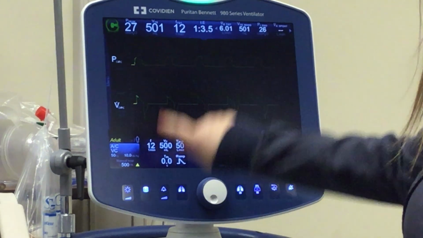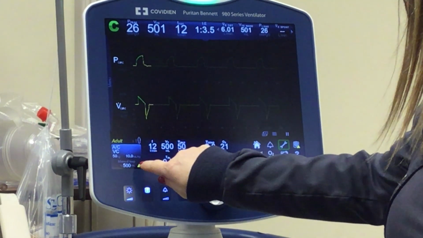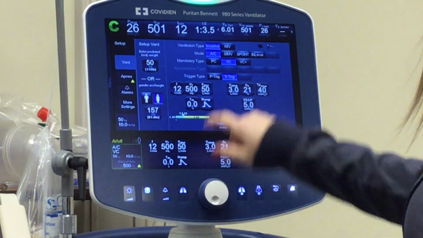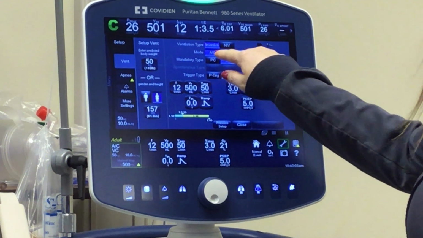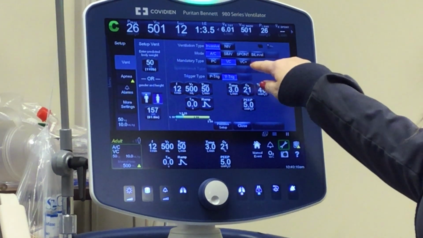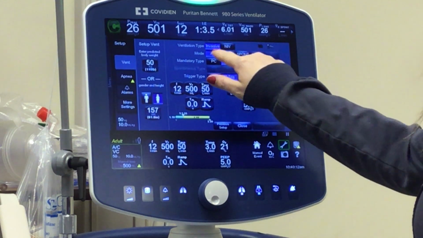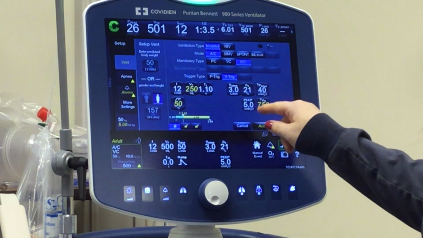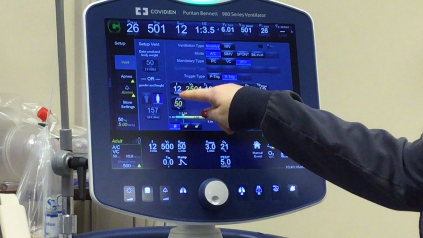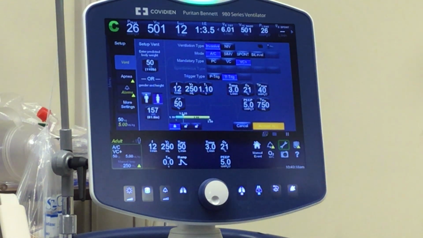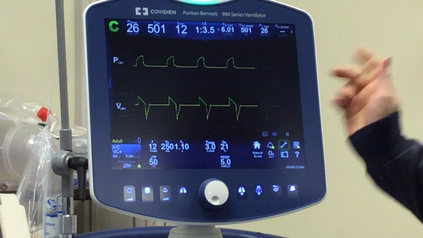The way you get to your modes is this box down here. You push the yellow arrow, and you'll see the modes up here, AC, and then VC and VC plus. Okay. And when you select one, like AC, VC plus, you're going to set the tidal volume and rate, and accept. And that's how you do it on a Puritan Bennett ventilator.